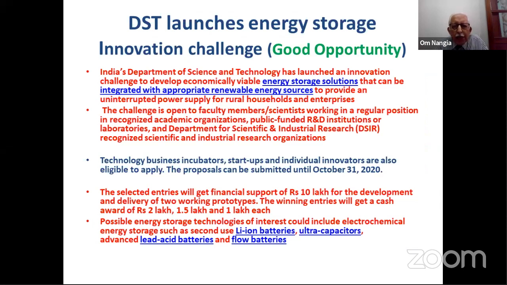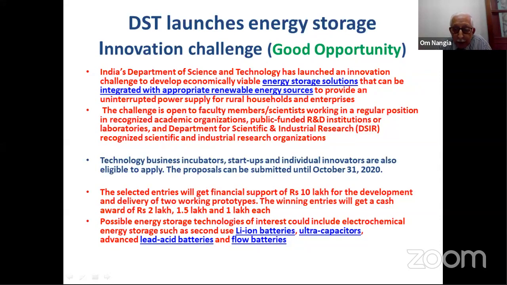Now, this is an opportunity that I'm trying to show. In India, the Department of Science and Technology has launched an energy storage innovation challenge. They are inviting applications from universities and scientists who can develop economical energy storage solutions integrated with an appropriate renewable energy source, which can be solar, wind, or any other renewable source. So they are asking for applications.